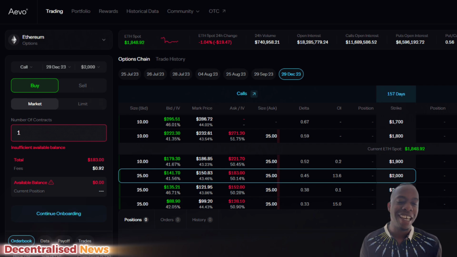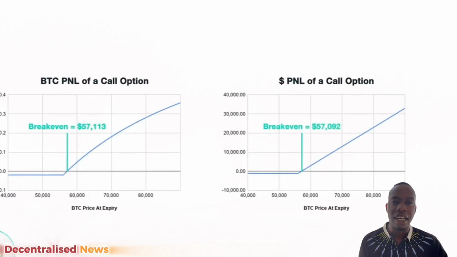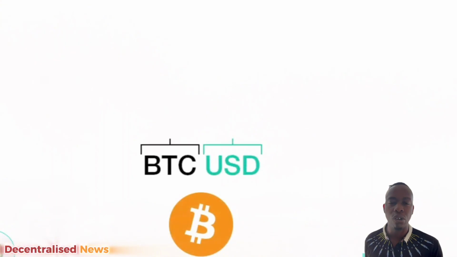So the bigger warning is that crypto options are not beginner products, right? You must understand things like delta, gamma, theta, vega, implied volatility, settlement currencies, margin and expiry risks, and all of this before you do live trading.